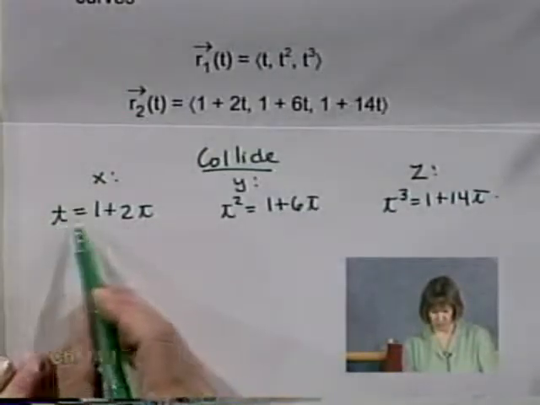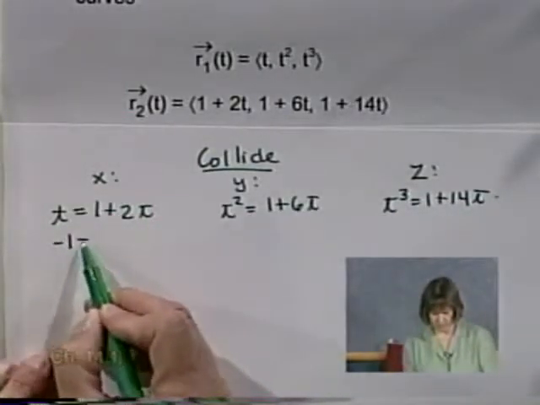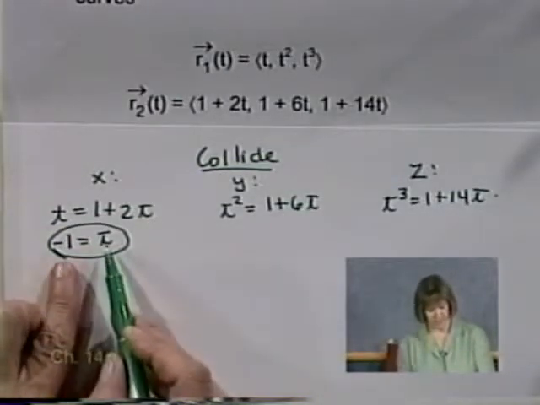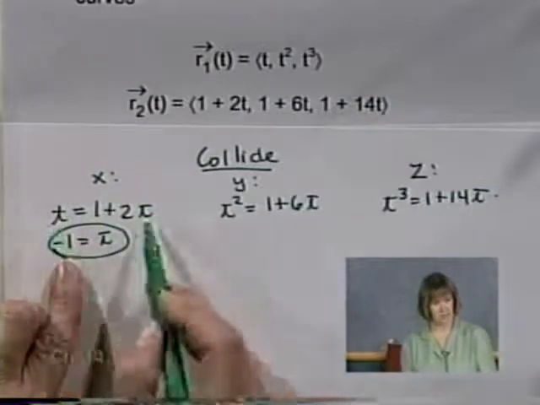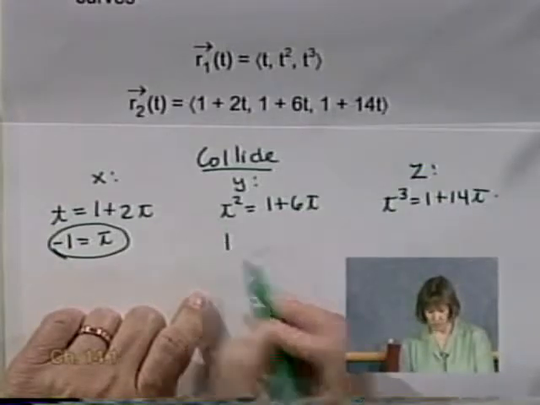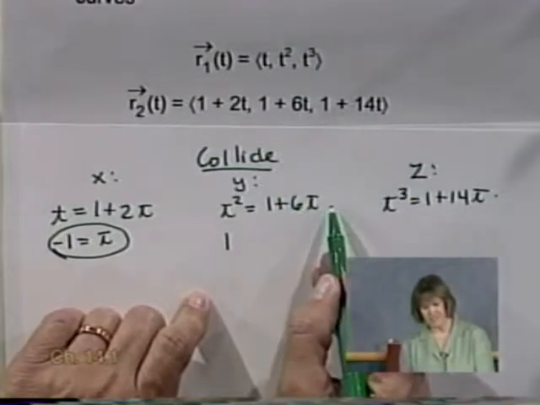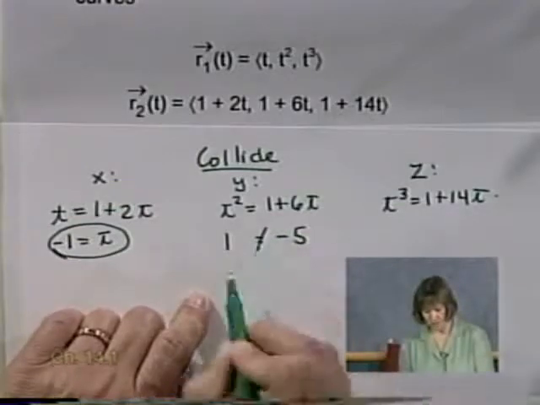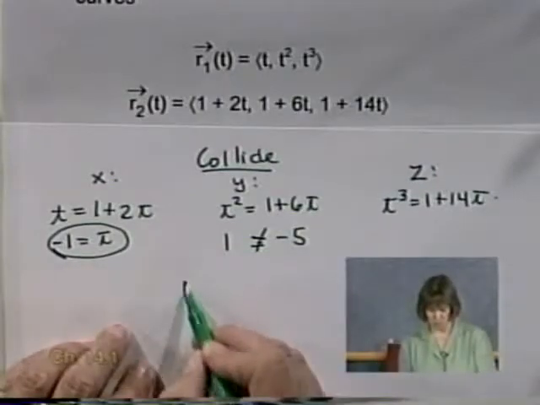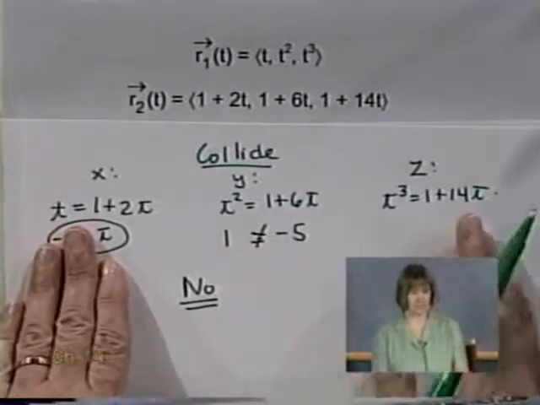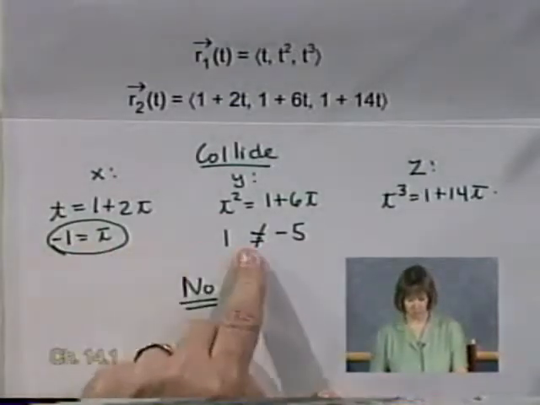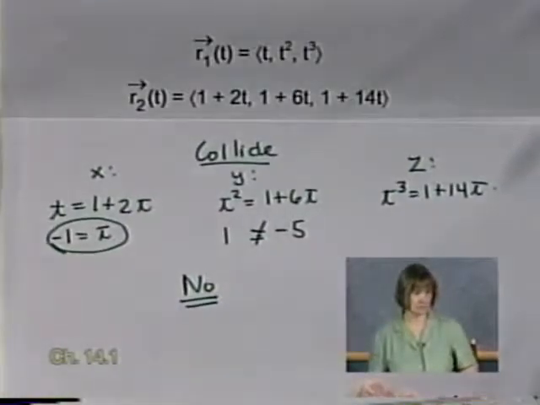Well, taking this equation right here, that would give me t equals -1. If t is equal to -1, yes, the x coordinates are the same. Are the y coordinates equal? The one on the left, -1 squared is 1. The one on the right is 1 plus 6 times -1, which is -5. Are the y coordinates equal to each other? No. So do the particles collide? No, because we don't have the x, y, and z coordinates all the same at one particular time. We forced the x coordinates to be the same, but the y's are not, so it's not even worth our time looking at the z's.